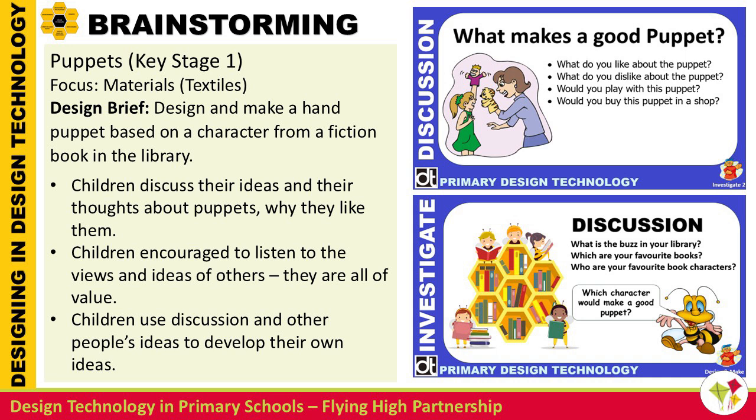Brainstorming is also another technique used in Key Stage 2, where activities in Key Stage 1 can lay the foundations for brainstorming activities in later years. As part of the process for designing a puppet based on a favourite storybook character, children take part in a guided discussion about puppets, saying what they like about the puppets and what they think makes a good puppet. They are encouraged to listen to the views and ideas of other children in the discussion group and use the outcomes from the discussions to develop their own ideas for a puppet design.